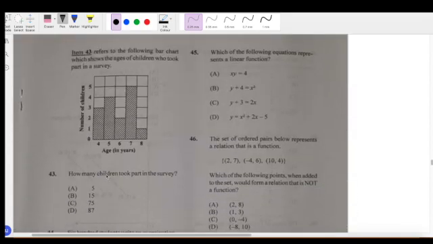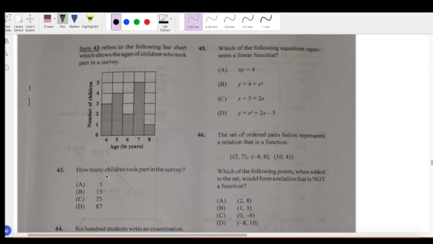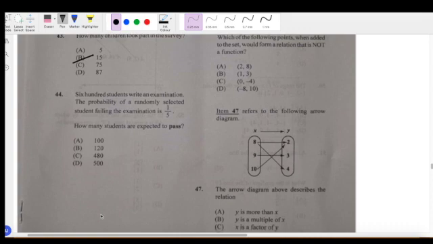We have a bar chart which shows the ages of children who took part in a survey. For some reason, it seems to me like they just bring this exact same question every year. I don't know why. How many children took part in the survey? Well, this is the number of children here. So we can see that we have 3 plus 4, which is 7, plus 2, so that's 7, 8, 9. 9 and 5 is 14, and 1 is 15 students took part.